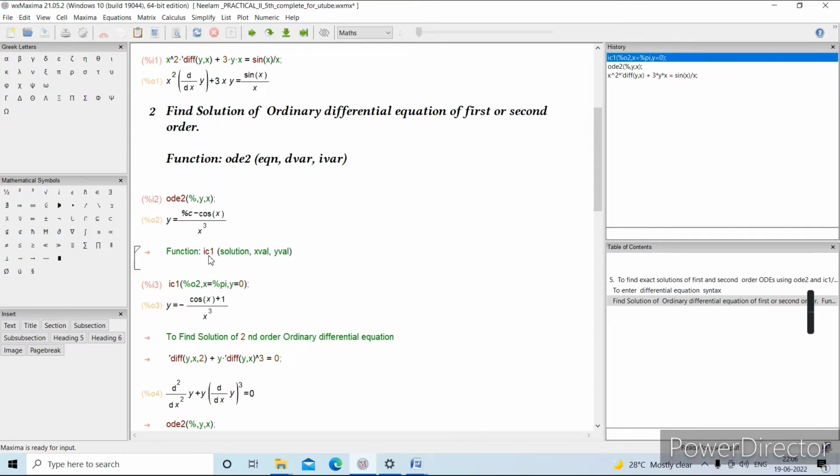Now we find the solution of second order ordinary differential equation. So here I have taken the second order differential equation, which is shift enter. Look, diff, dependent variable y, derivative with respect to x, and this is second order. So it is d square y by dx square plus y star differential of y, x power 3, that is dy by dx cube, is equal to 0. It's my differential equation for second order.